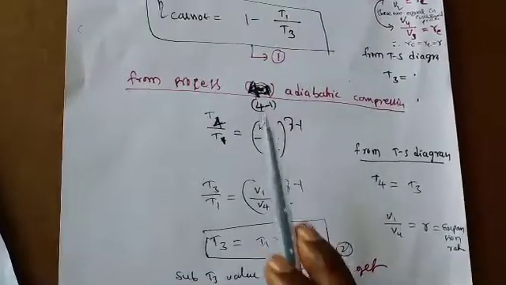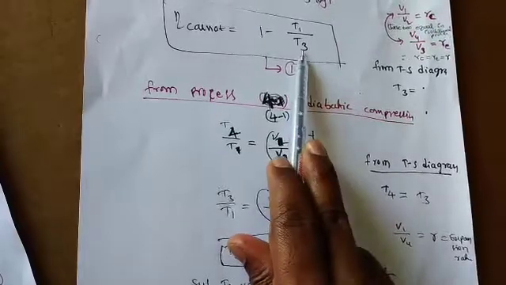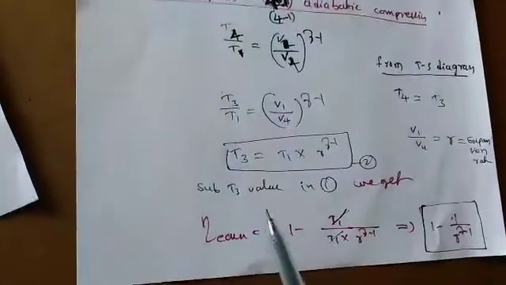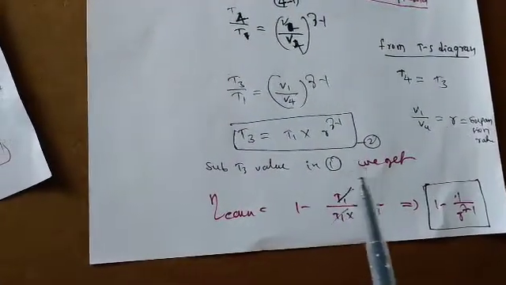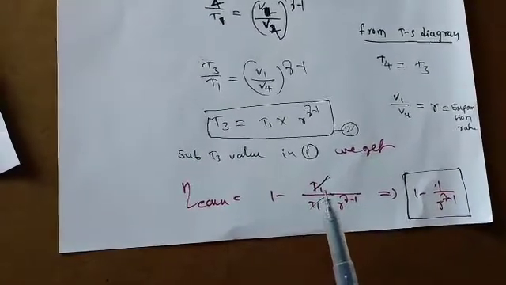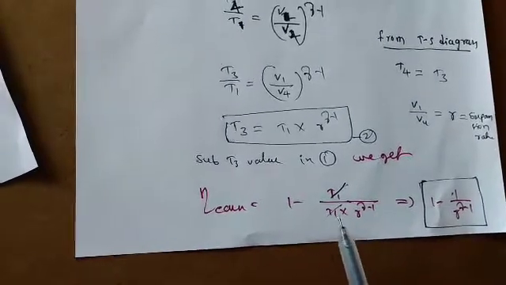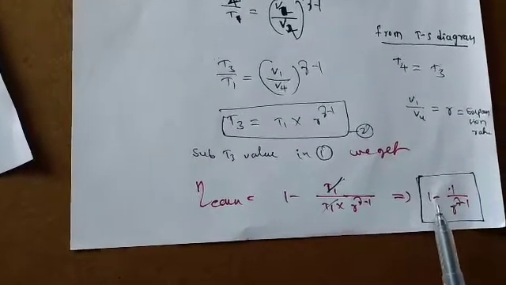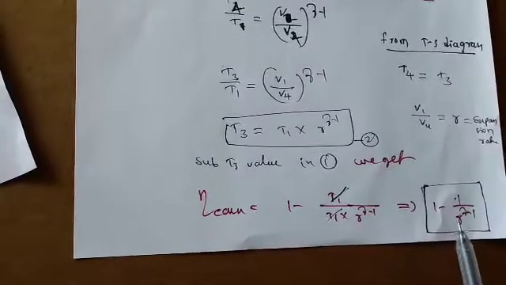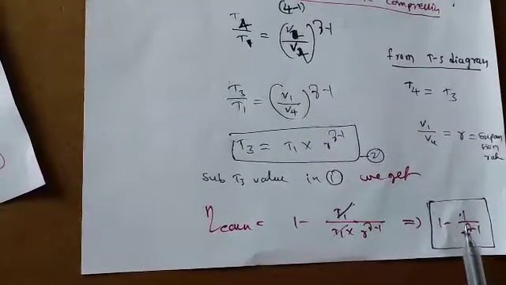Substitute this T3 value into equation number 1. We get the thermal efficiency of the Carnot cycle equal to 1 minus T1 by T1 into r to the power of gamma minus 1. T1 gets cancelled. The final equation is 1 minus 1 by r to the power of gamma minus 1. So this is our final thermal efficiency of the Carnot cycle.